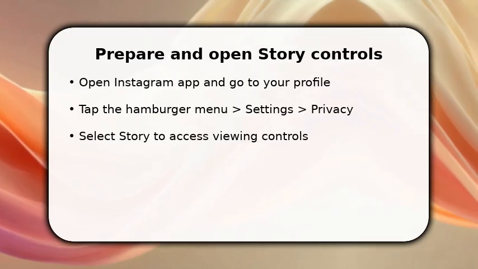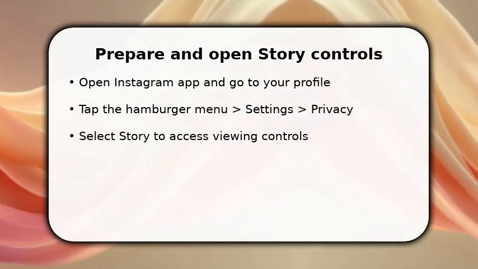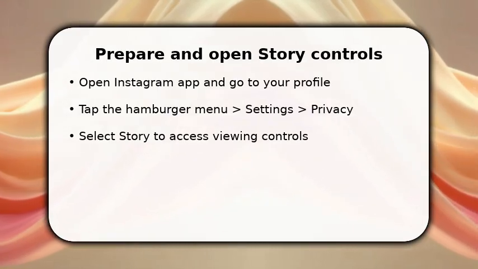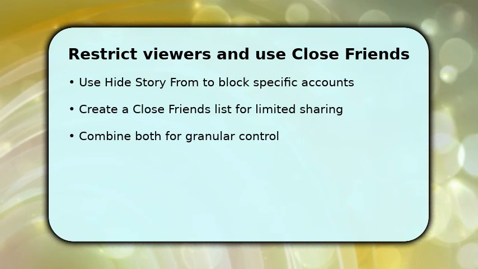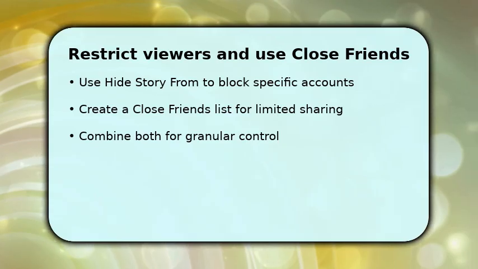Once done, you'll see options like Hide Story from and Close Friends. These are the lever points you'll use to stop story views. Make sure to follow slowly so you don't miss a setting. Next, focus on restricting viewers and using close friends. This is the core execution.